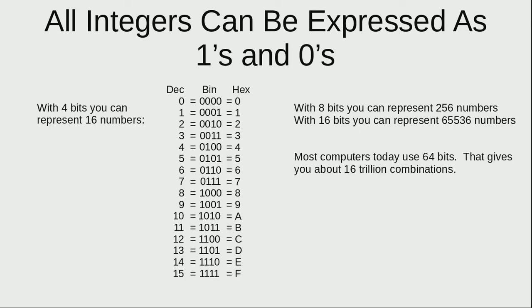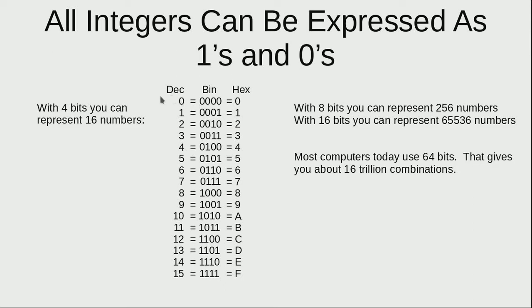Let's see what this looks like. So if you have 4 bits, that's 4 1s and 0s stacked together, you can make 16 combinations. And I've put the decimal, binary, and hexadecimal representations here to try and give you a feel for how this numbering system works.